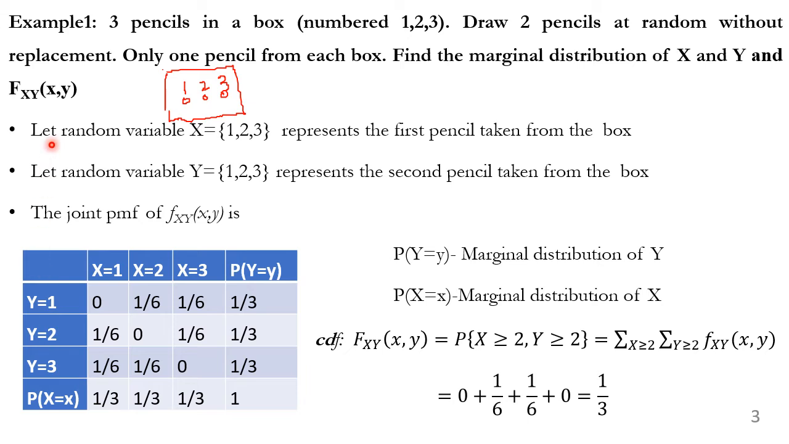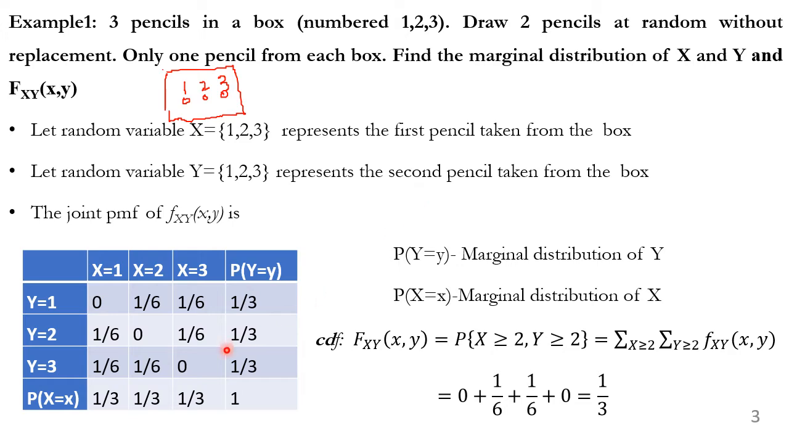So therefore, let us define two random variables. The first random variable be x, that is equal to the set 1, 2, 3, which represents the first pencil taken from the box. And y is the second random variable. It is equal to 1, 2, 3. It represents the second pencil taken from the box.